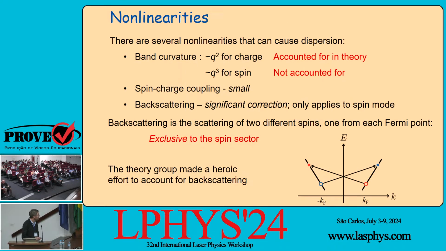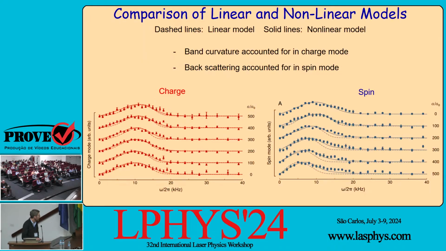So here are some of the nonlinearities that one has to take account of. The band curvature, which is dominant in the case of the charge mode, but backscattering, which is a significant correction, only applies to spin modes. And this was really a heroic effort to account for backscattering. This had not been calculated before, but the results are really impressive.